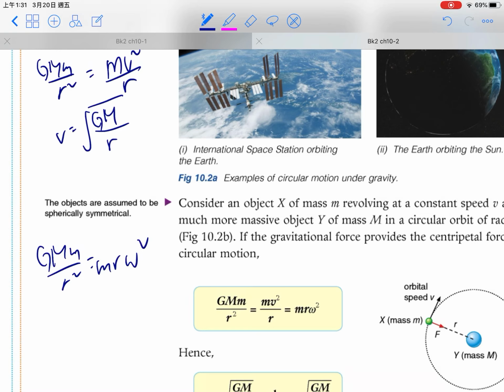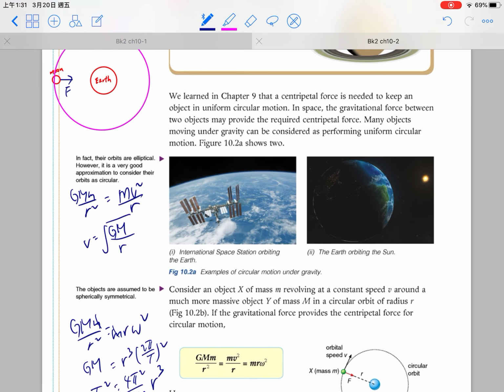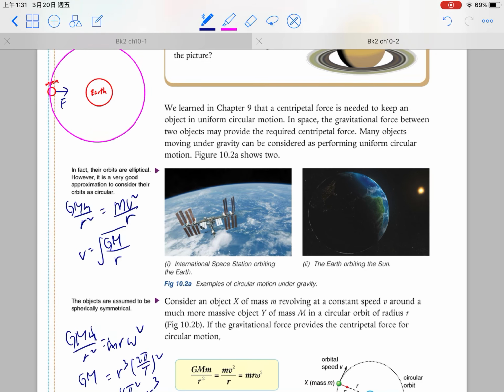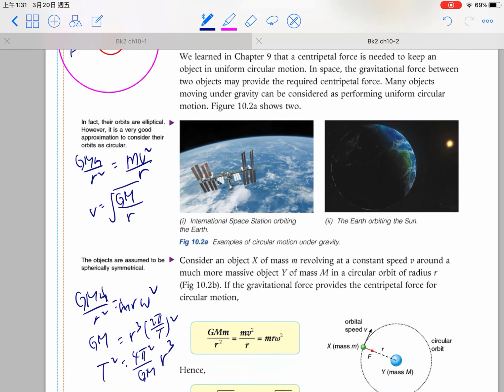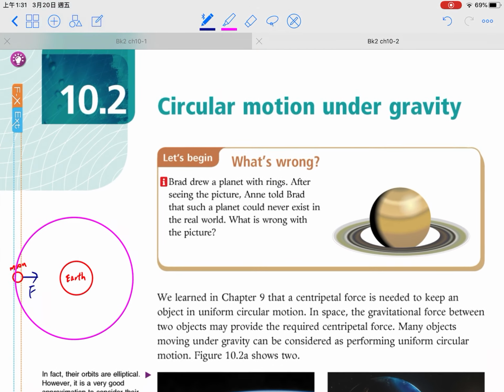And we can also find the period of the Moon in this case by using GMm over r squared equal to mr omega squared. We can cancel m on both sides. So GM over r cubed equals 2 pi over T, squared. So T squared equals 4 pi squared over GM times r cubed. We can find the period in terms of r, the distance between the Moon and the Earth. So that is the main point of this chapter 10.2.